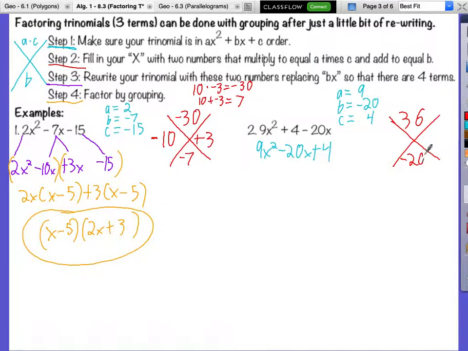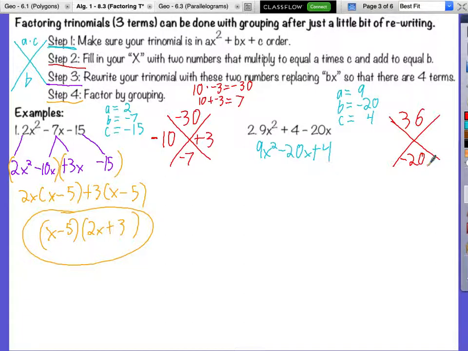Negative 20. How did you figure that? It's B. Whatever our B is goes right there. And so now on the sides, we're going to be looking for two numbers that multiply to the top and add to the bottom. In the top, we can get an idea of what our signs were. Here, this was negative, so we know one's going to be negative, one's going to be positive.